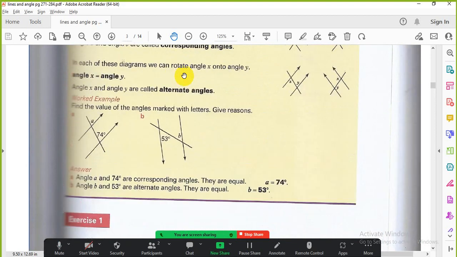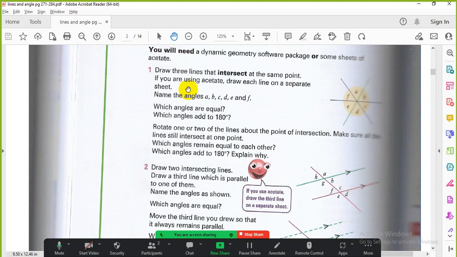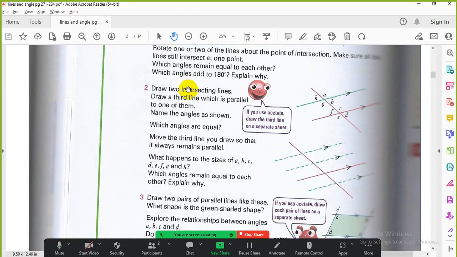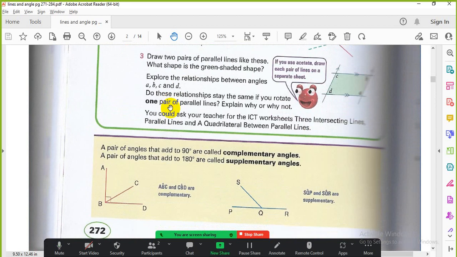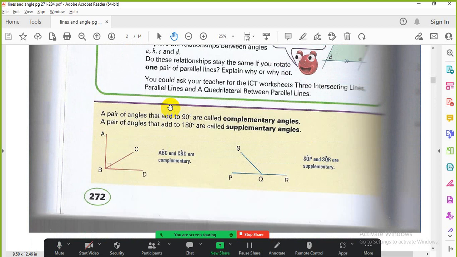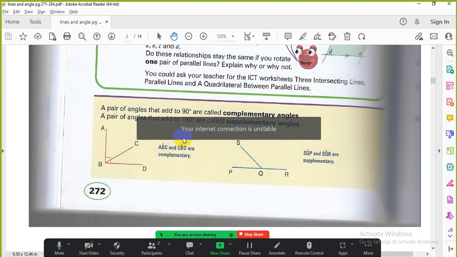Your textbook talks about parallel lines and intersection, which we studied. Parallel lines we will revise again when we are doing questions. Now you see these two words, complementary angles and supplementary angles. A pair of angles that add up to 90 degrees are called complementary angles. A pair of angles that add up to 180 degrees are called supplementary angles. So they are giving two special names.